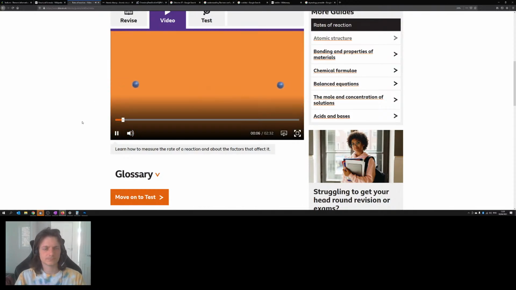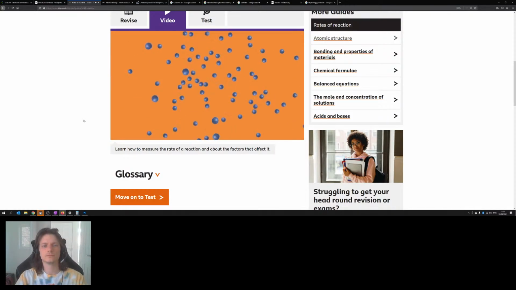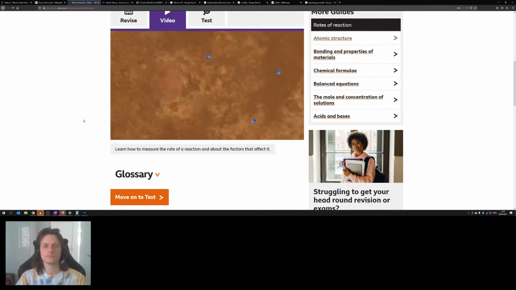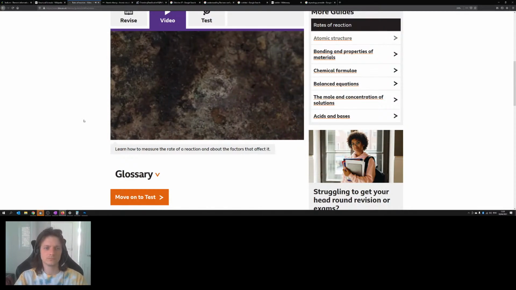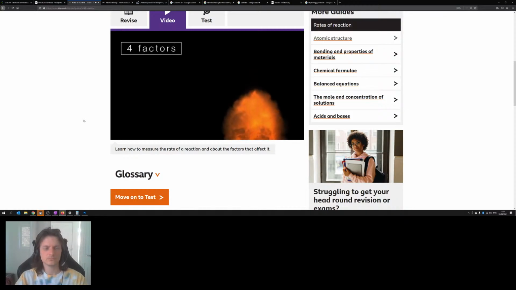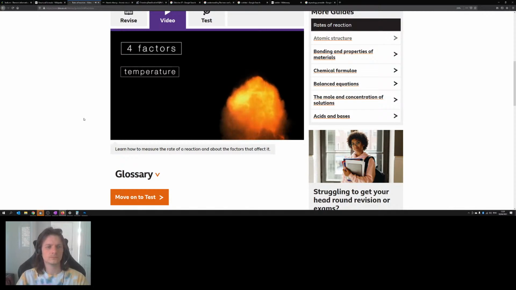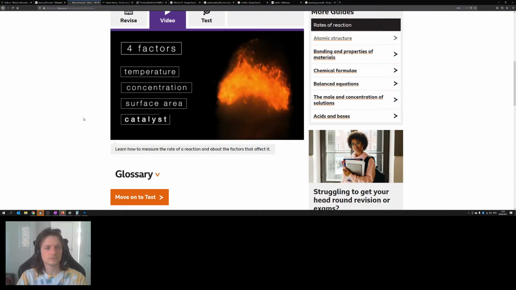Reactions happen at different rates. They occur when particles collide. The more frequent and energetic the collisions, the faster the reaction is. There are slow reactions, like a car rusting, and there are fast reactions, such as explosions. There are 4 factors that affect the rate of a chemical reaction: temperature, concentration of solutions, the surface area of reacting solids, and the presence of a catalyst.